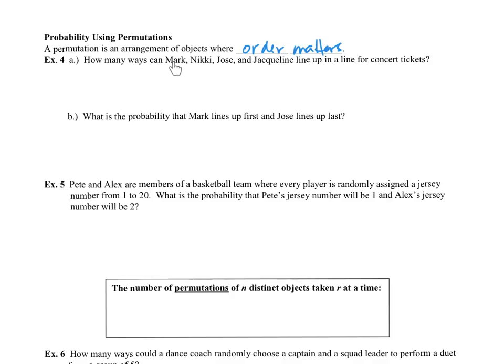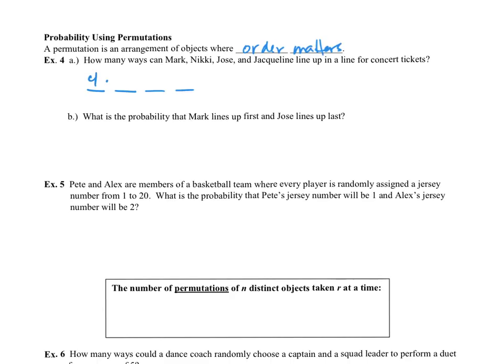Example A, how many ways can Mark, Nikki, Jose, and Jacqueline line up in line for concert tickets? Well, think of that line, there are 4 spaces in that line. So let's just put 4 blanks for right now, okay? And let's say we randomly chose one of these 4 friends to stand in the first spot. Well, there are 4 choices there, so I'm going to put a 4 here.